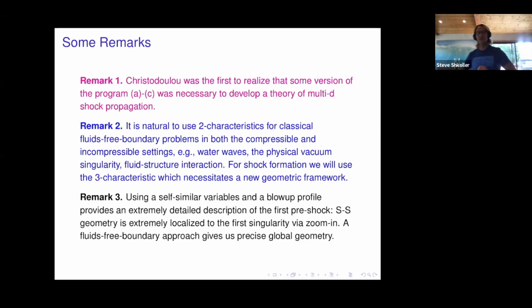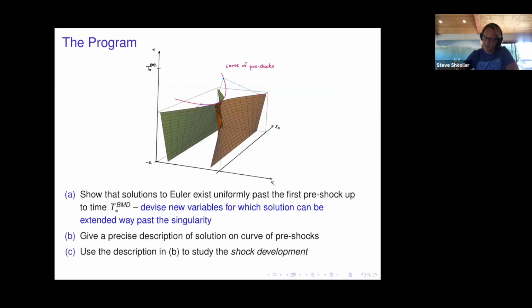The third remark I wanted to make, and I'll make more remarks about this later, is that it's possible to use self-similar variables, and we did this with Vlad and Tristan in a series of papers, to give a very precise and detailed description of the first singularity, which in this figure that I was showing, is exactly at this point.